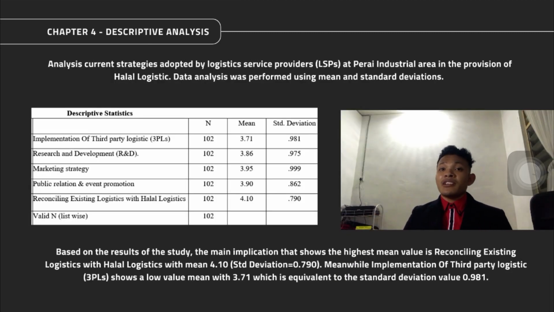Next, descriptive analysis for current strategy. Analysis of current strategy adapted by logistics service provider at product industry area in the provision of halal logistics. Based on the result of the study, the main implication that shows the highest mean value is reconciling existing logistics with halal logistics, which is mean 4.10, standard deviation 0.790. Meanwhile, implication of third-party logistics shows a low mean value with 3.71, which is equivalent to the standard deviation value 0.981.